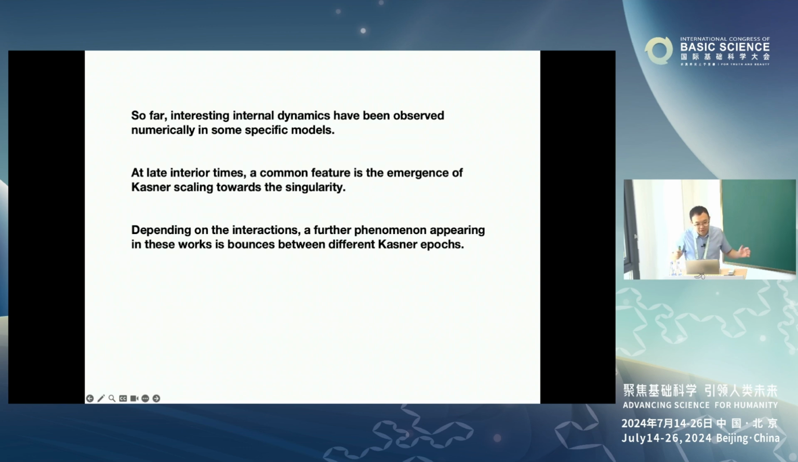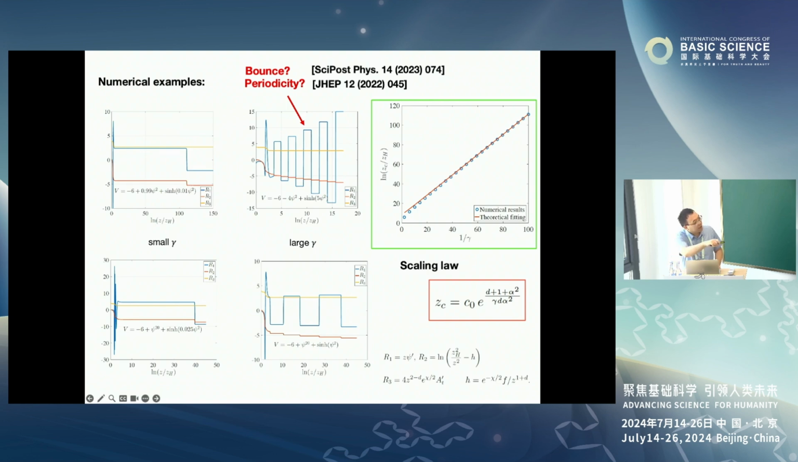Okay, so far, I have shown there are interesting internal dynamics we found in some specific models. We solved the equations numerically. And at the interior times, a common feature is the emergence of the Kasner universe as we go to the singularity. Depending on the interactions, we can also show some complicated phenomena. That means we have the bounces between different Kasner epochs. Here you see a very complex oscillation.